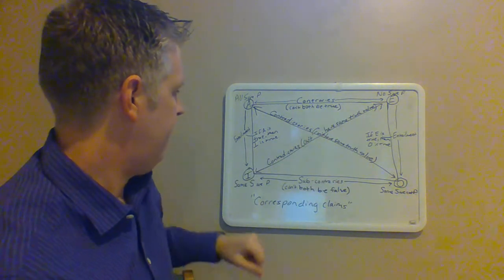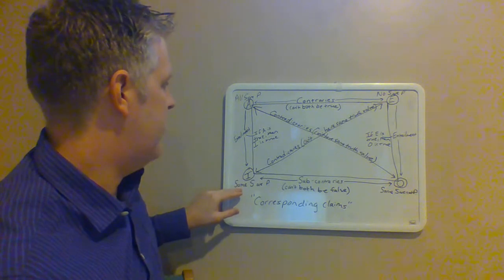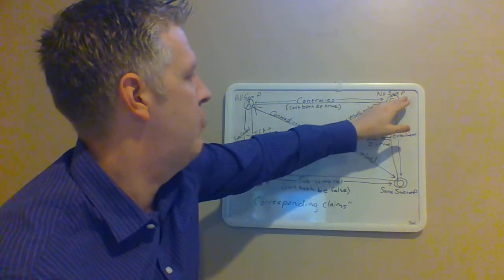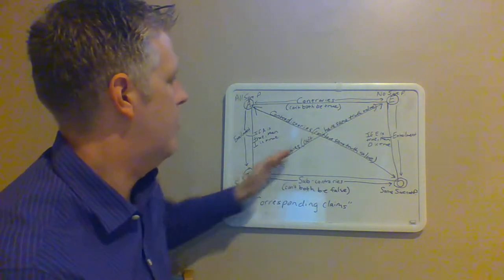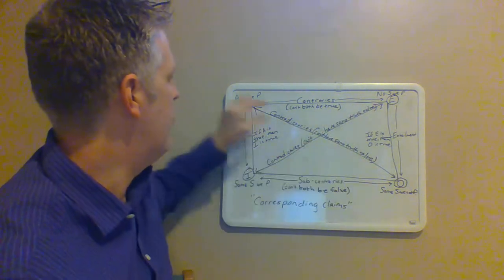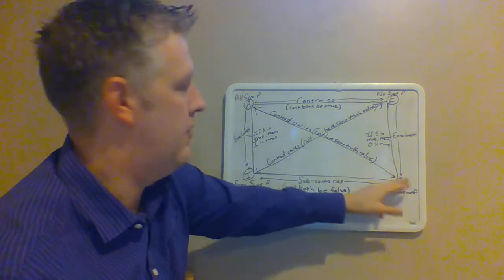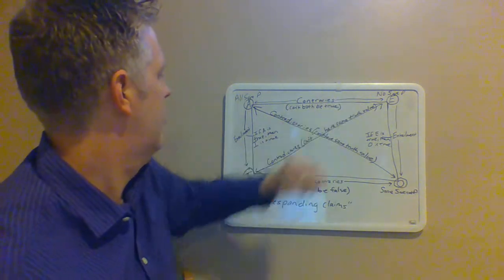Okay. And if we know that "some snakes are poisonous snakes" is true, then this will have to be false. The idea that "no snakes are poisonous snakes" would have to be false, right? So they'll never have the same truth value. If you know the truth value of one, then you can automatically infer the truth value of the opposite in terms of this relationship. Okay?